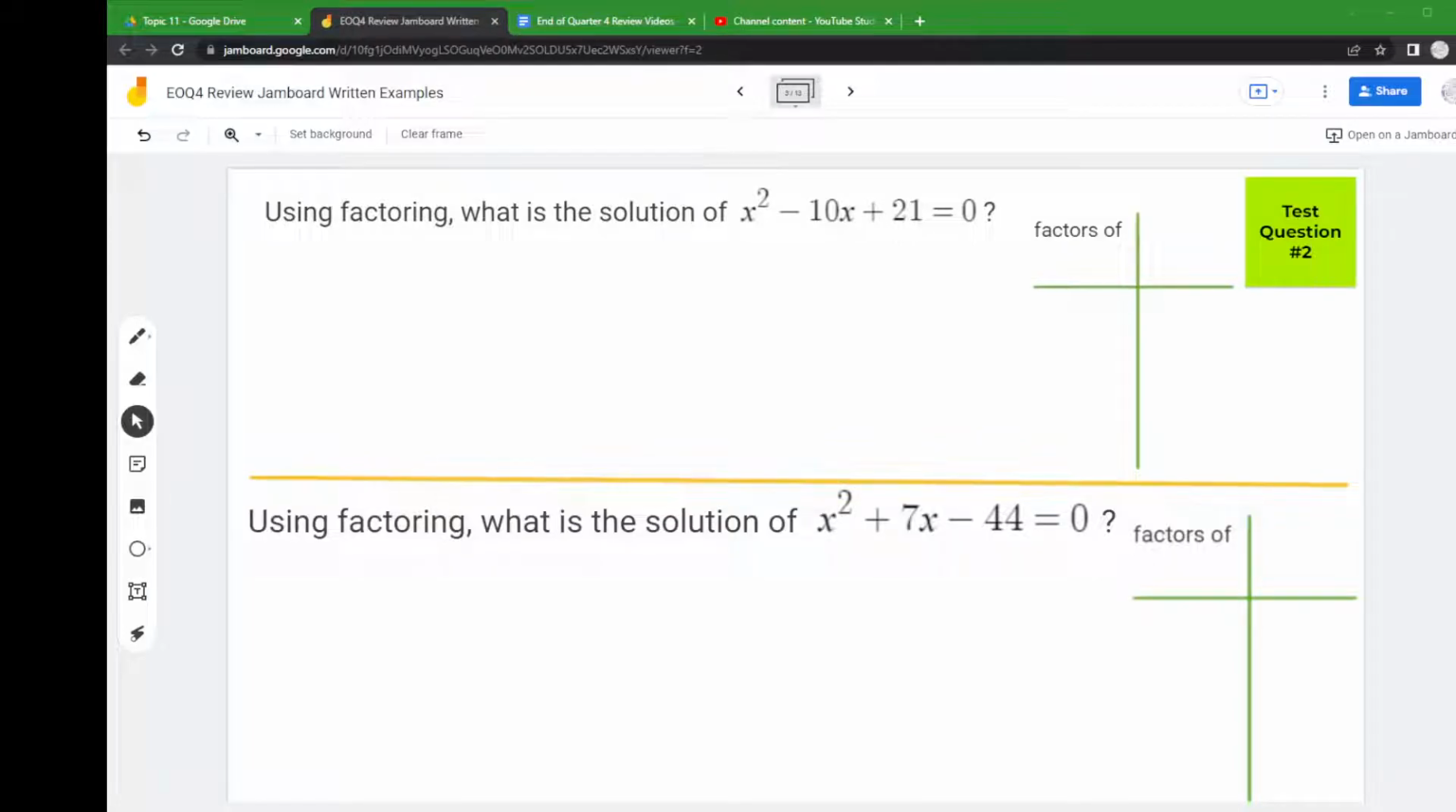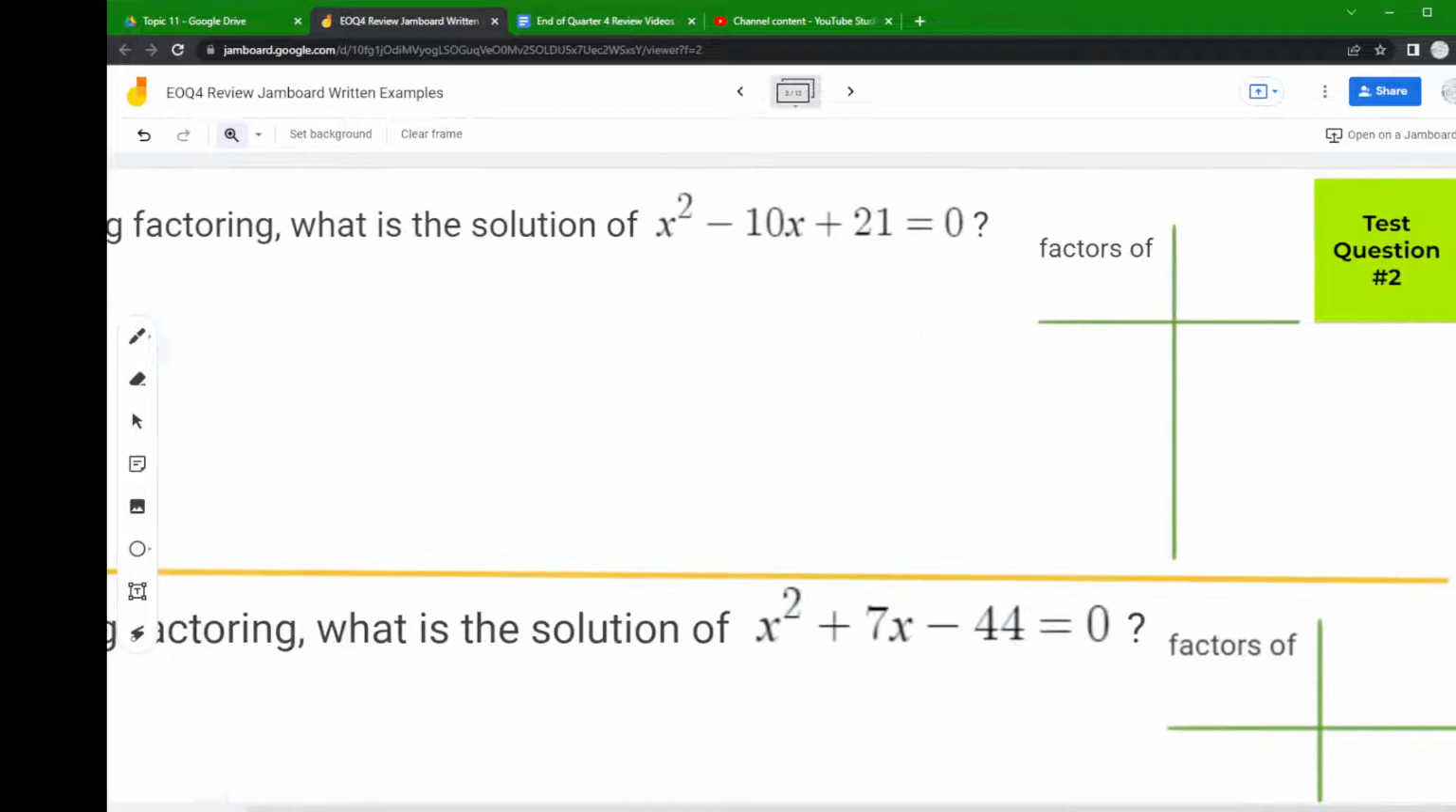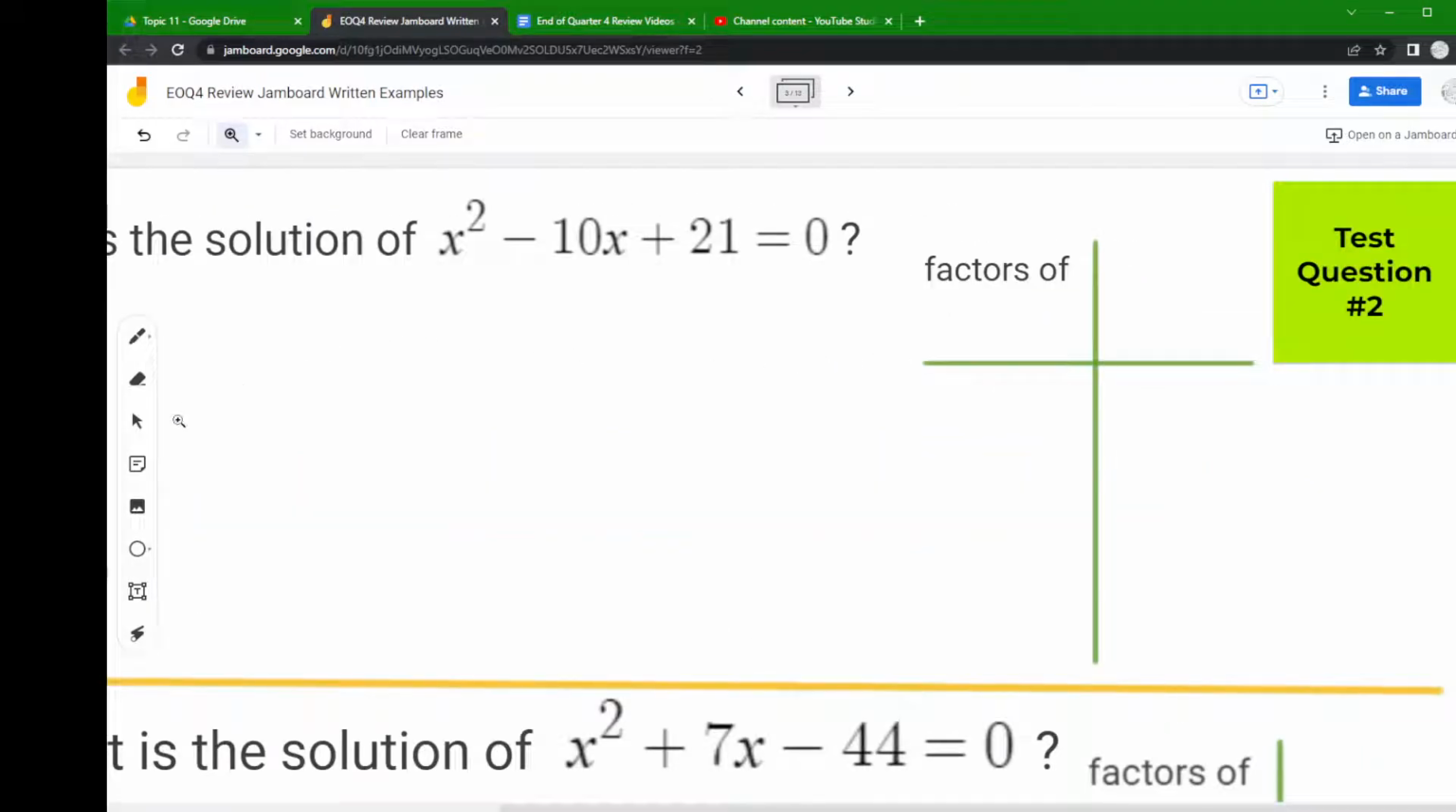Example 2 asks for you to use factoring to find the solution of an equation. I'm going to go ahead and zoom in on it so we can see it a little easier. Now notice that there is not a number written in front of the x squared. All right, there's a 1 here.